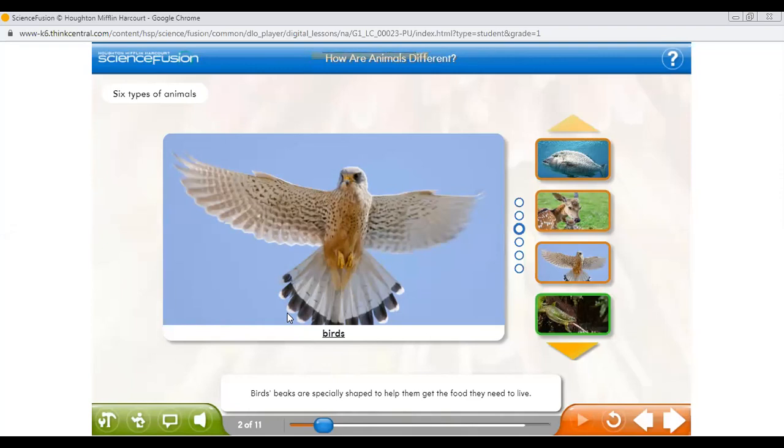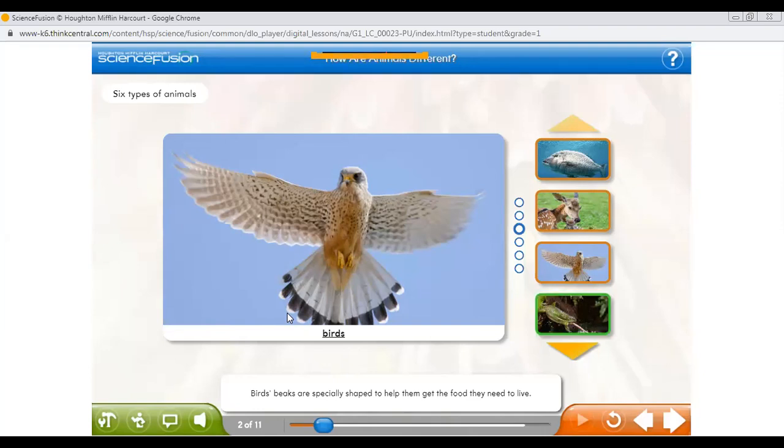The first we have fish. It lives in water. It breathes through gills. It has scales. Then we have mammals. They have fur on their body, give birth to live young, and the young drink milk from the mother's body.